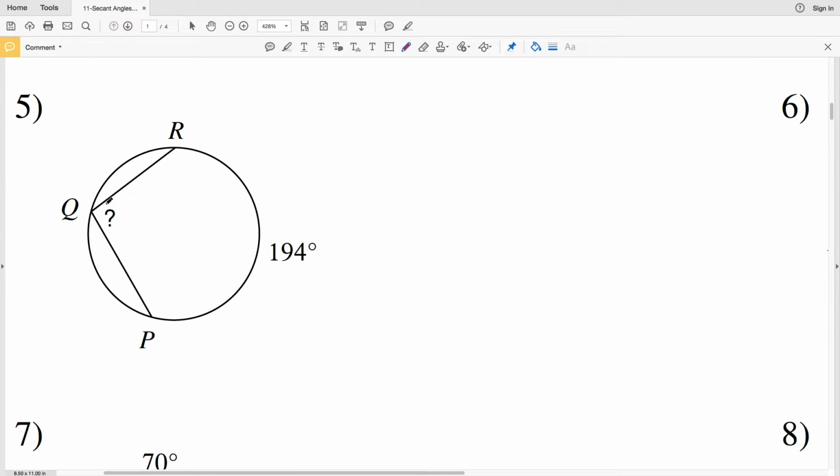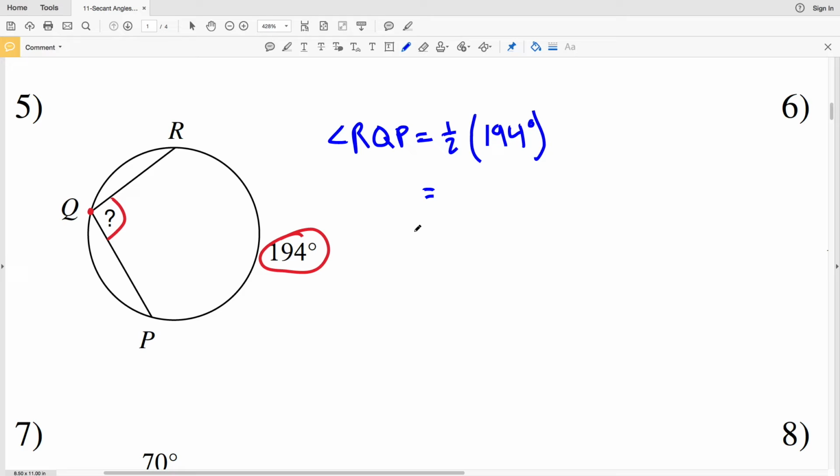And number 5, notice that the intersection of the chords occurs on the edge of the circle. So those chords share a common endpoint. So now we can use the formula where the inscribed angle equals half of the arc. So the inscribed angle, angle RQP, is going to be equal to half the measurement of that one intercepted arc of 194 degrees. So 1/2 of 194 is equal to 97 degrees.